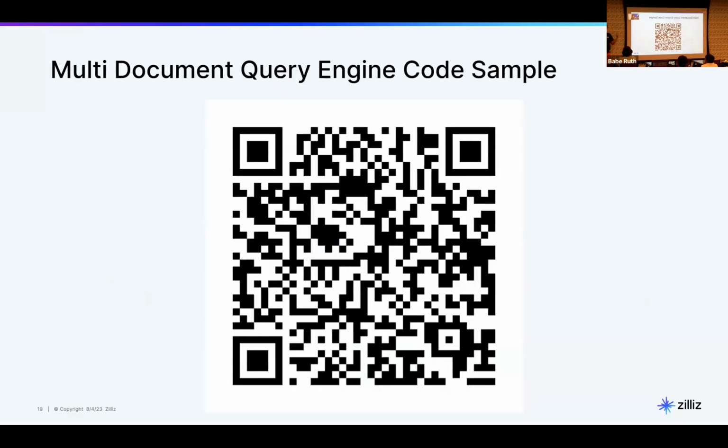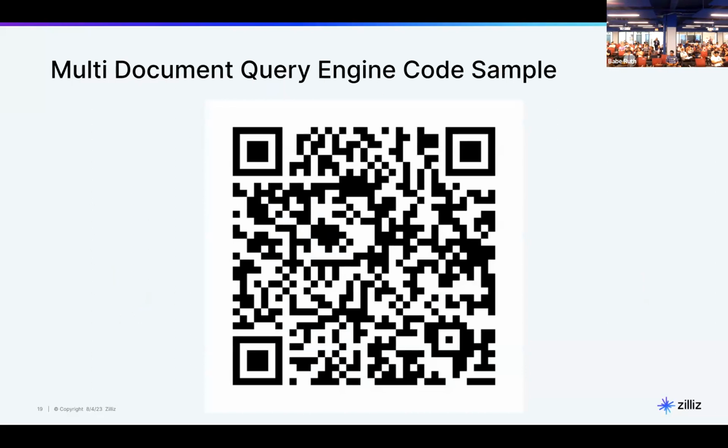So here is a QR code that, if you have your phone, you should probably scan. This will lead you to the Colab notebook that I have that does this multi-document querying thing, okay?